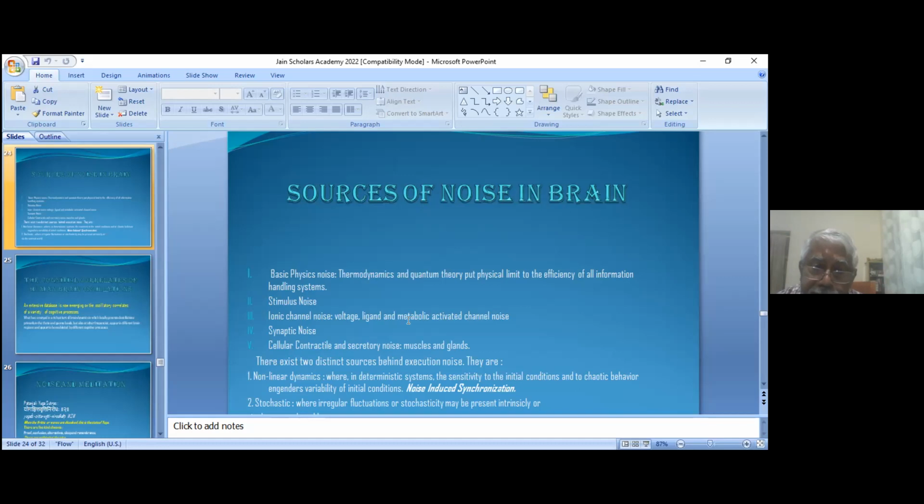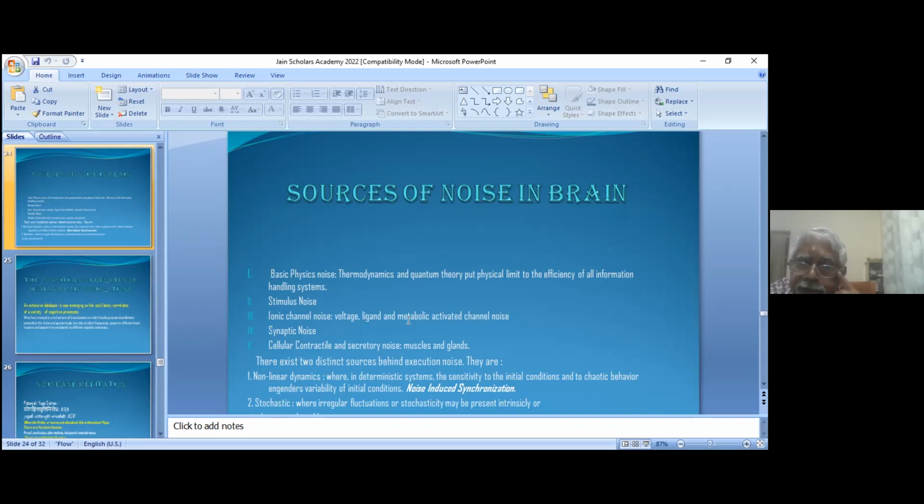So there are mainly two distinct sources behind execution noise: one starting from nonlinear dynamics, another is stochastic noise. What is that? In layman's terms, let us think of it. In the Newtonian paradigm, from basic school level physics, if you throw a stone from a certain place and it goes somewhere and falls down, and if you put where and at what time you are throwing the stone in the Newtonian equation, then you can precisely tell the trajectory, in which path the stone will go and fall. This is called deterministic systems.